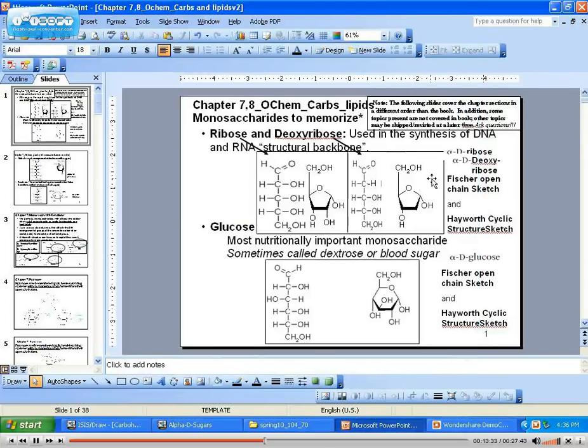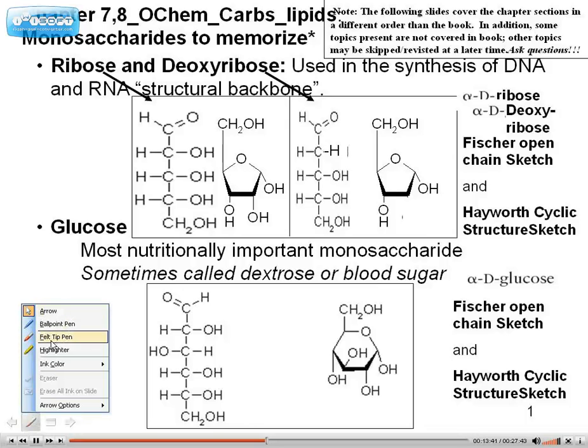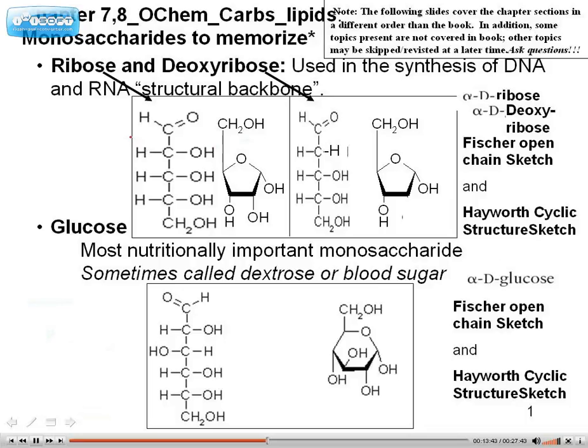Going back to our slides, in this case, it says deoxyribose. Notice the only difference between ribose and deoxyribose is that, highlighting with my yellow pen, there's an oxygen missing. So here on the left frame, we have ribose. Over here on the right-hand frame for the open chain, we have a missing oxygen. So this is deoxyribose because it's missing the oxygen.